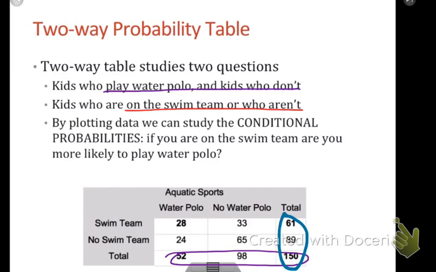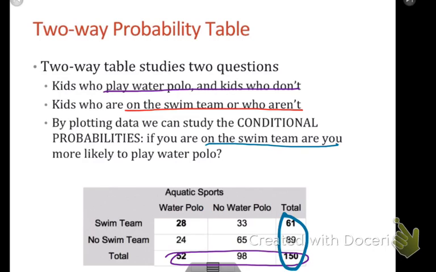And then the final question, so you've got two different questions going on, about water polo and about swimming on the swim team. But then you can get a third question, which is called a conditional probability, which is, if you meet one condition, how does that affect the other one? So let's say, for example, that you are on the swim team. Okay? If you are on the swim team, are you more likely to play water polo?